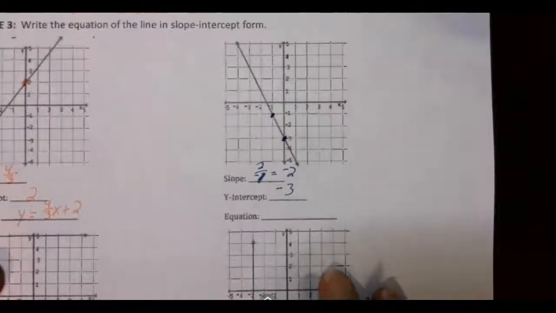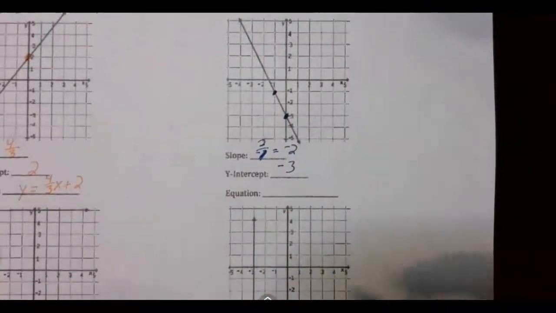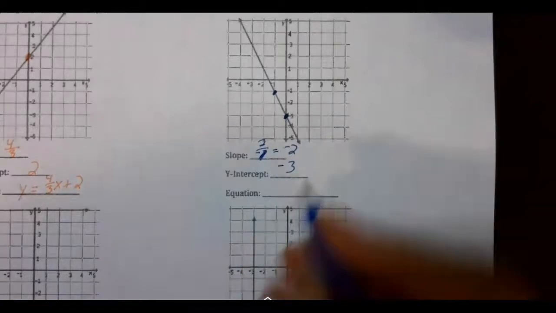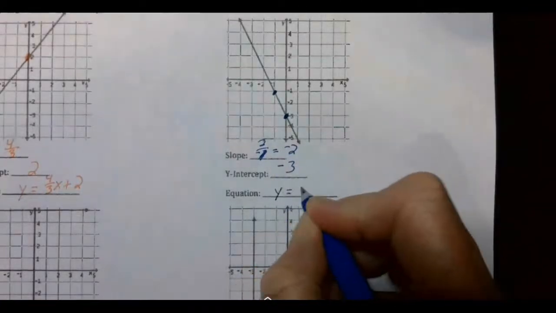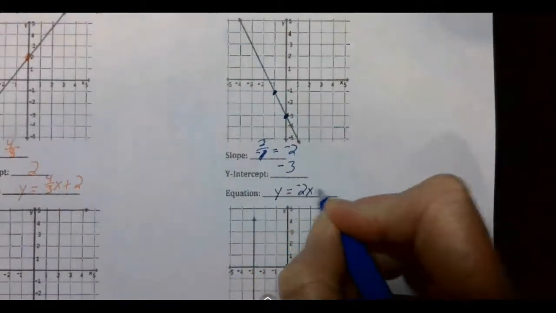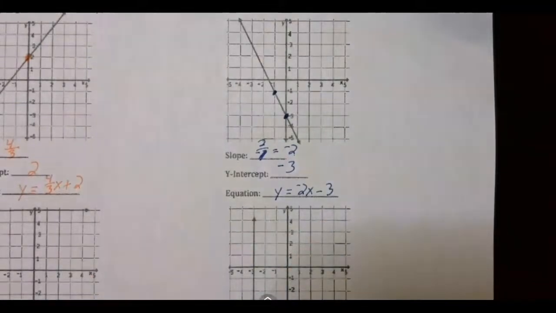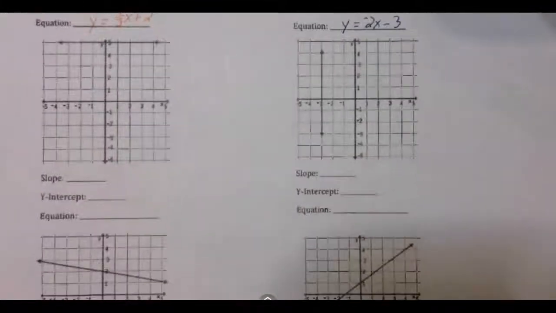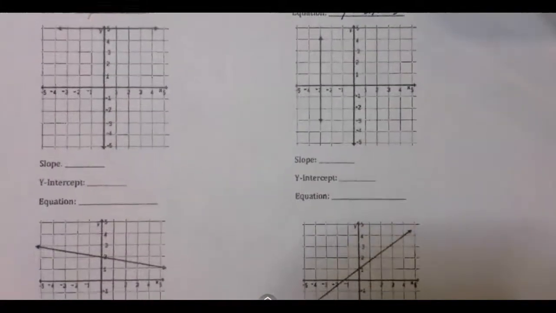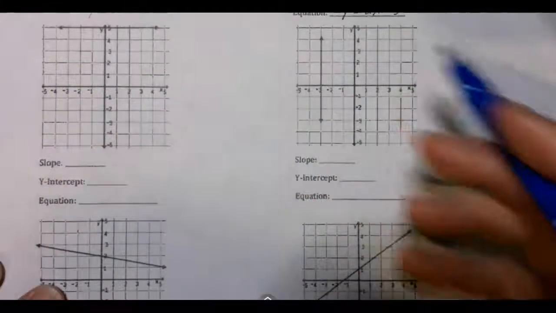Now I can write it as a fraction, but if I'm just writing the equation, I'm going to go ahead and write it as just a whole number. So my equation is y equals the slope, -2x minus 3. Okay? Okay, now, look at these down here. These are some of my favorite ones because I have a horizontal and vertical line.